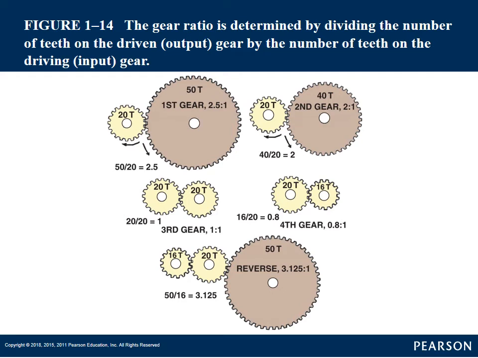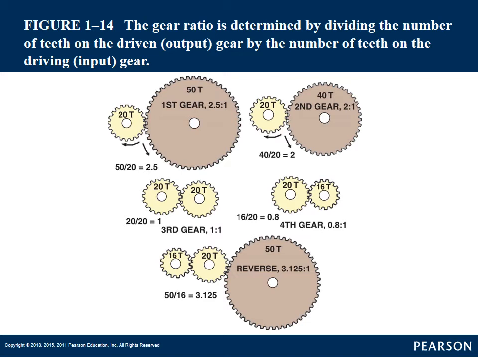If you look at how these gear ratios work together, in first gear in this setup, we have a gear ratio of 2.5 to 1. And if you look at all these gear ratios, first gear is 2.5 to 1, second gear is 2 to 1, third gear is 1 to 1, fourth gear, which is overdrive, is 0.8 to 1. You can see as the number gets smaller, we get a higher gear ratio. When the gear ratio number is higher, we get a lower gear ratio. So the bigger the number, the lower the gear ratio.